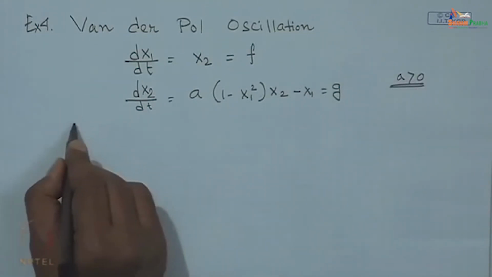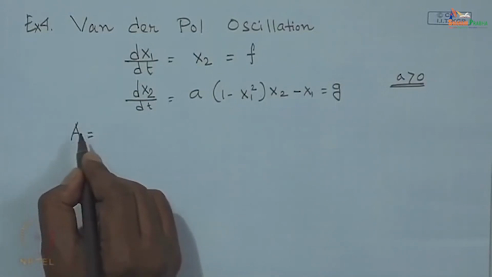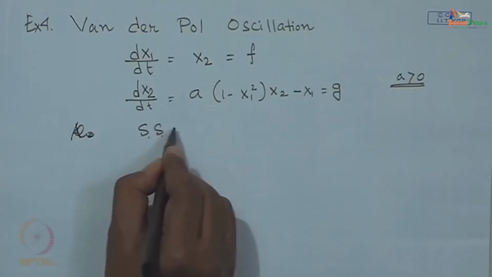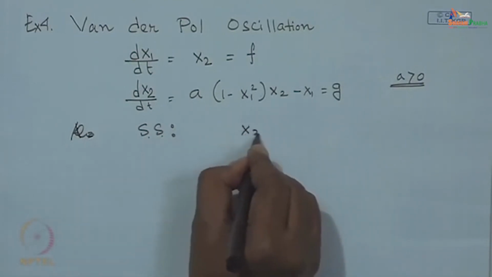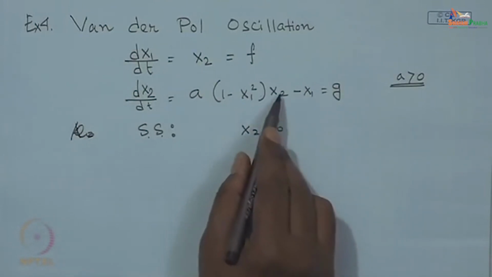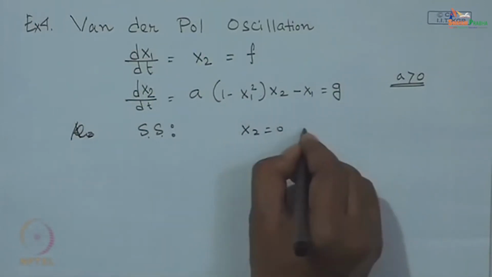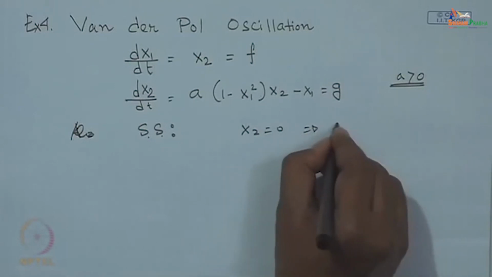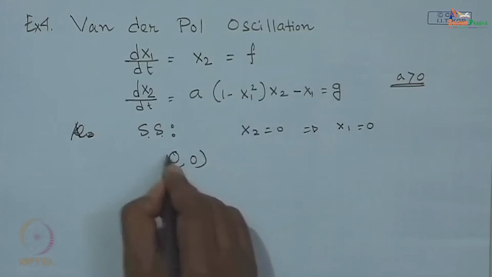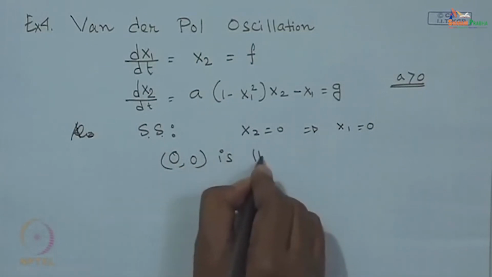Now, we evaluate the Jacobian matrix. So, we find out the steady state. The steady state will be obtained by putting dx1 dt equal to 0, that means x2 equal to 0, and if you put x2 equal to 0, then from the other equation you will be getting x1 equal to also 0. So, 0 0 is the only steady state of this particular problem.